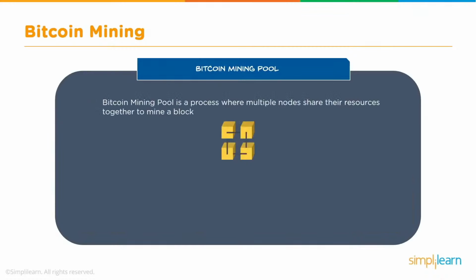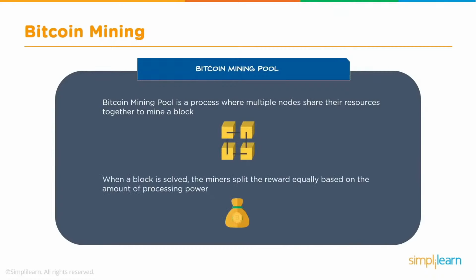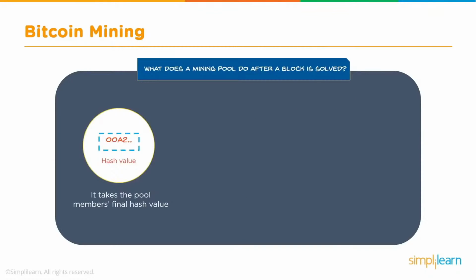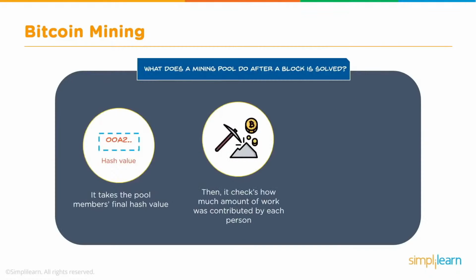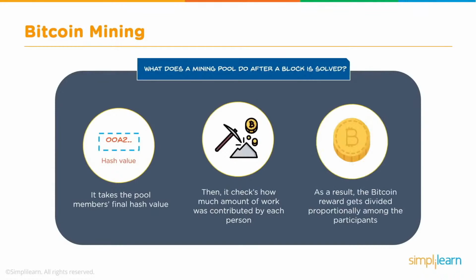A Bitcoin mining pool is a similar thing. It's a process where multiple nodes share their resources together to mine a block. When a block is solved, the miners split the reward based on the amount of processing power they have invested. It takes the pool members to generate a final hash value. Then it checks how much work was contributed by each pool member. As a result, the Bitcoin reward gets distributed proportionally amongst the participants.